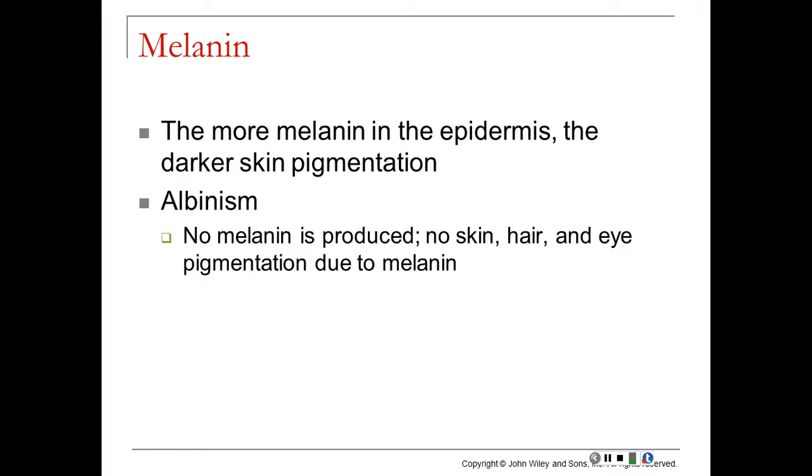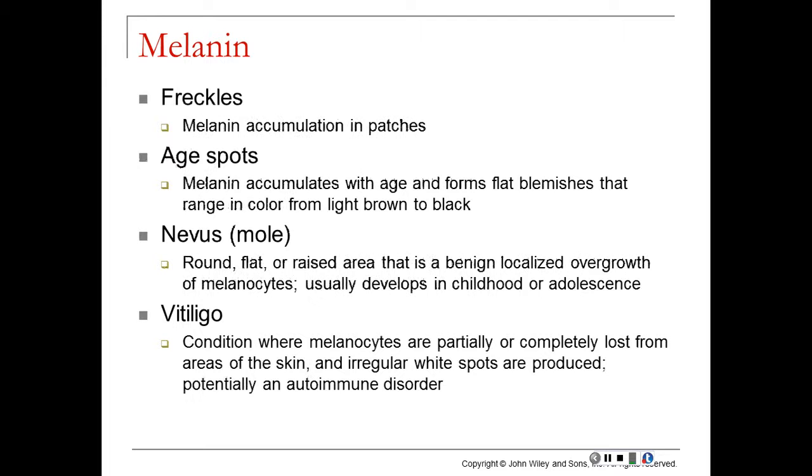Albinism is a condition where no melanin is produced, so there's no melanin in the skin, no melanin in the hair, or the eye pigmentation, because there's a lack of melanin. Freckles are an accumulation of melanin in patches throughout the body. Age spots are where the melanin will accumulate with age and form flat blemishes that range in color from light brown to black.